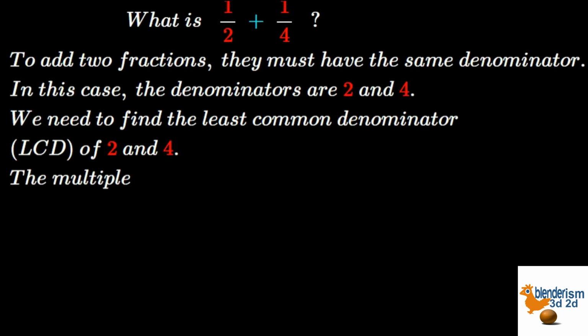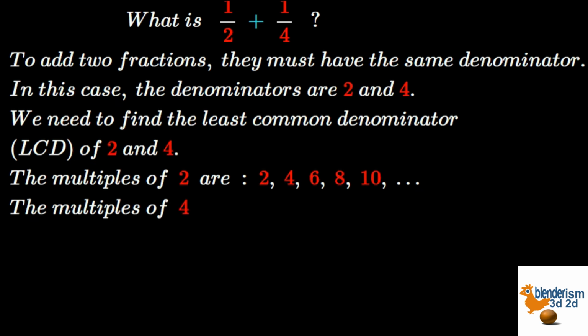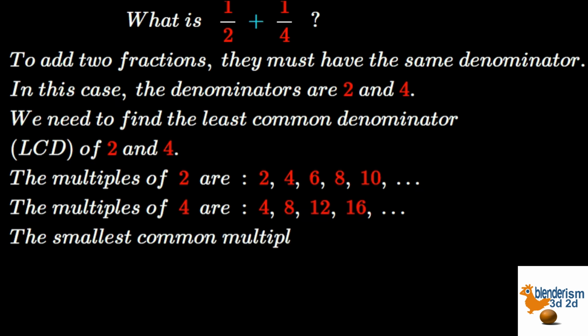The multiples of 2 are 2, 4, 6, 8, 10. The multiples of 4 are 4, 8, 12, 16. The smallest common multiple is 4, so the LCD is 4.